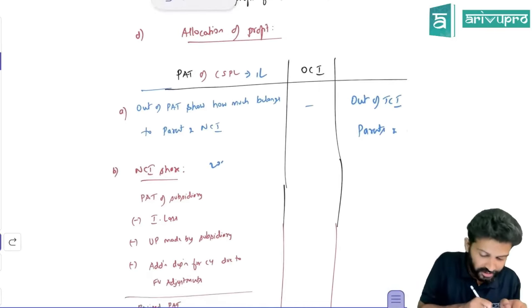So total FCTR reserve is 8 crore. We don't want the total, we want only the parent share, which is 90%. 90% of 8 crore is how much? 7.2 crores. So FCTR account debit to P&L account directly. So this impacts only P&L and not the retained earnings.